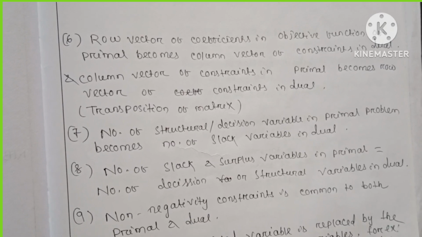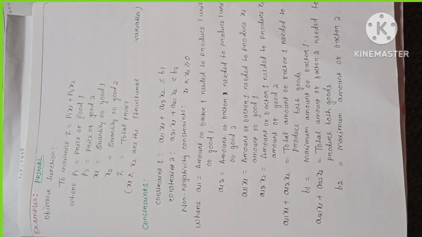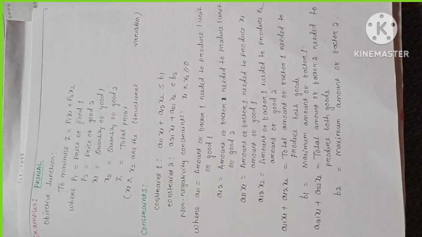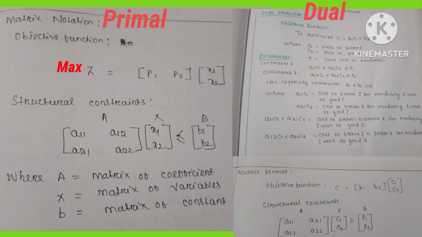Let's see how we can convert the primal problem into a dual one. So this is the primal problem. Now we want to convert this problem into a dual one. If you write the primal objective function in matrix notation, then this becomes z = p1 p2 times x1 x2, and the structural constraint becomes A x less than or equal to b, where A represents the matrix of coefficients, x represents the matrix of variables, and b represents the matrix of constants. Now we will convert this primal problem into a dual one.